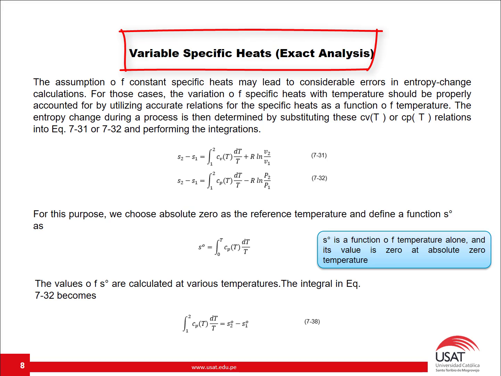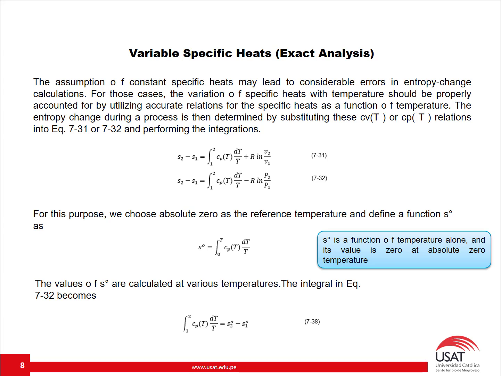Variable specific heats, exact analysis. When the temperature change during a process is large and the specific heats of the ideal gas vary nonlinearly with temperature, the assumption of constant specific heats may lead to considerable errors in entropy change calculations. For those cases, the variation of specific heats with temperature should be properly accounted for by utilizing accurate relations for the specific heats as a function of temperature. The entropy change during a process is then determined by substituting these cv(T) or cp(T) relations into equation 7-31 or 7-32 and performing the integrations.